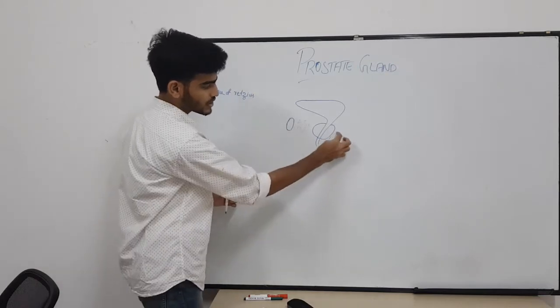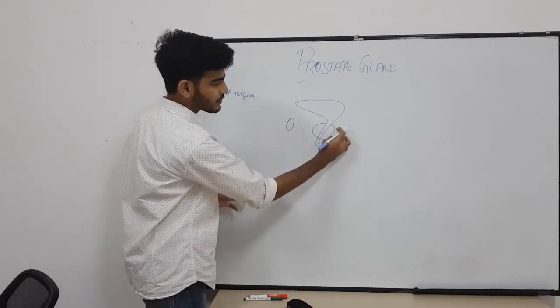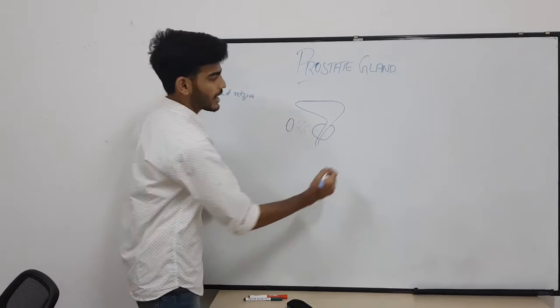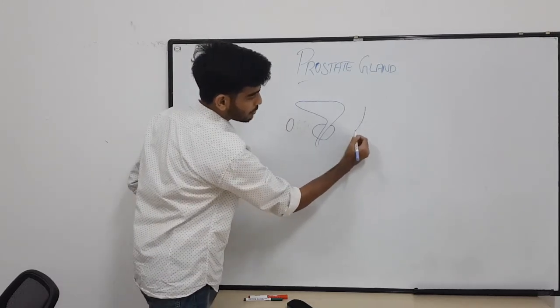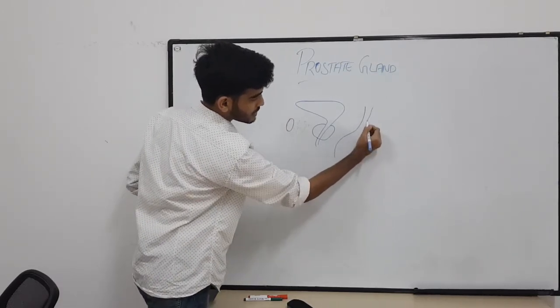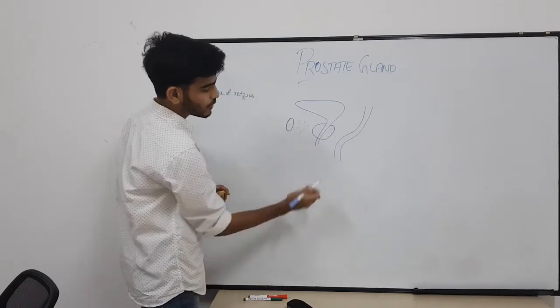So now this is the posterior surface. The posterior surface is broad and flat, and it is related to the ampulla of rectum. So this is the rectum, and this is the ampulla of rectum.